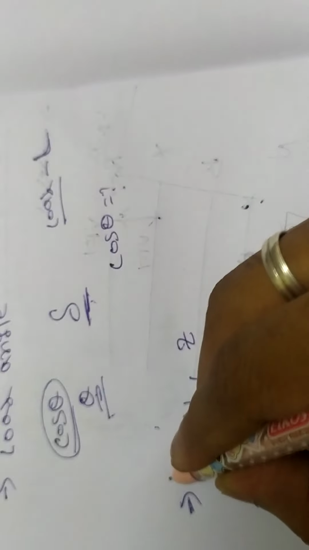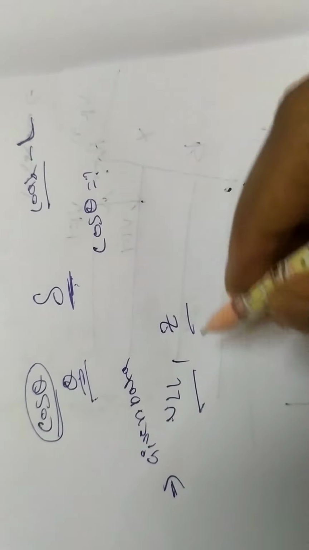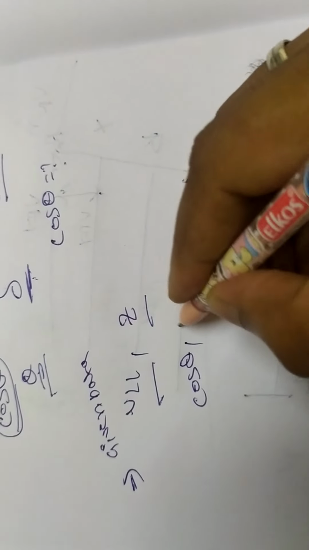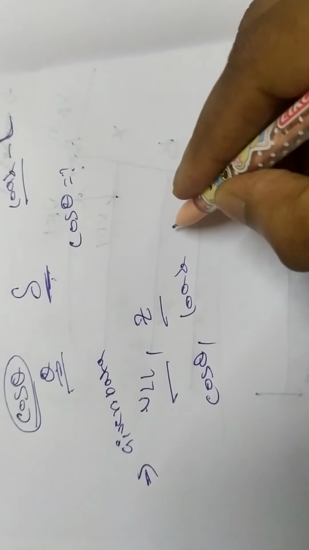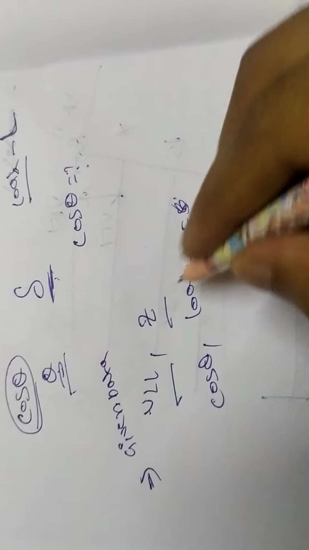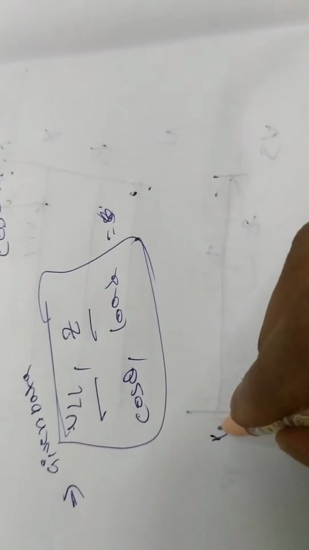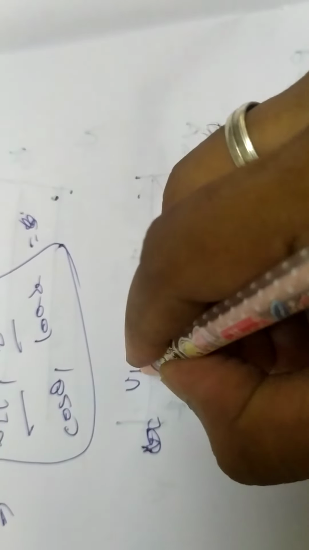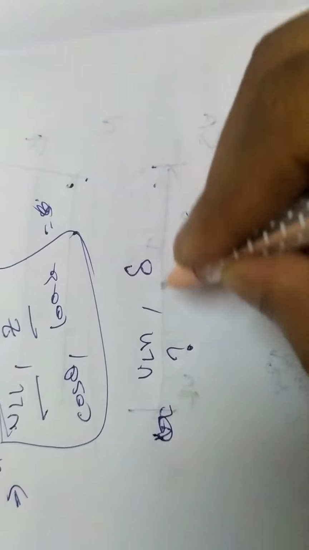This is the given data: VLL, Z, cos phi, and load power. These four parameters are given. We have to find out VLN and the load angle. We have to find out these two.